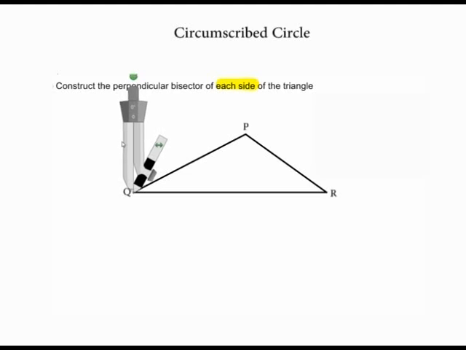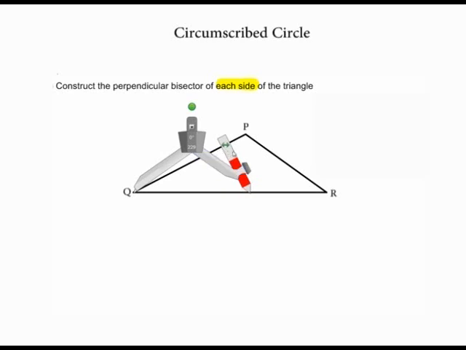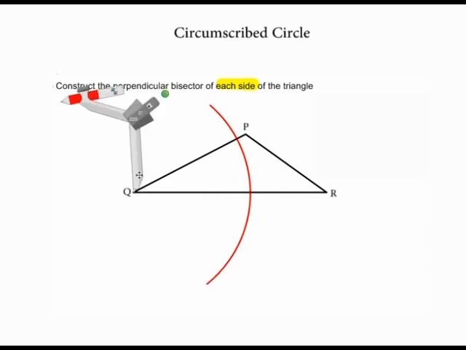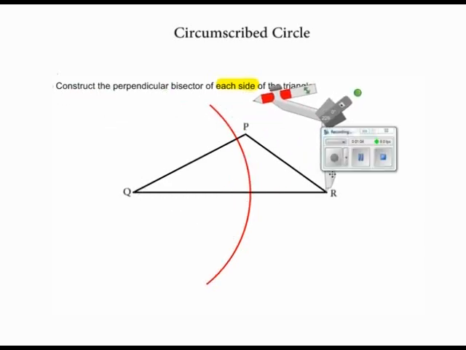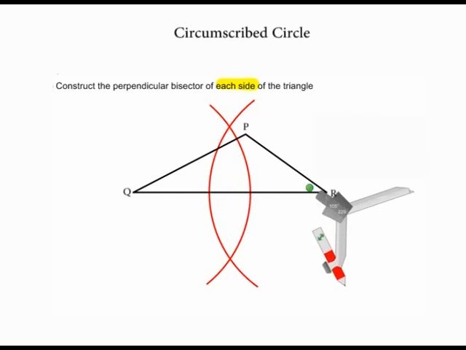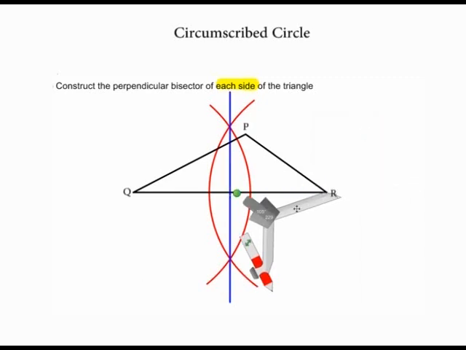We start with side QR. Open the compass to more than half and draw an arc from up to down. Go to the other end without changing the compass radius and again make that arc. Now draw the perpendicular bisector to that side QR. And now we go to the other side. I will clean this up so that I can be able to see clearly, but again you should not delete yours.